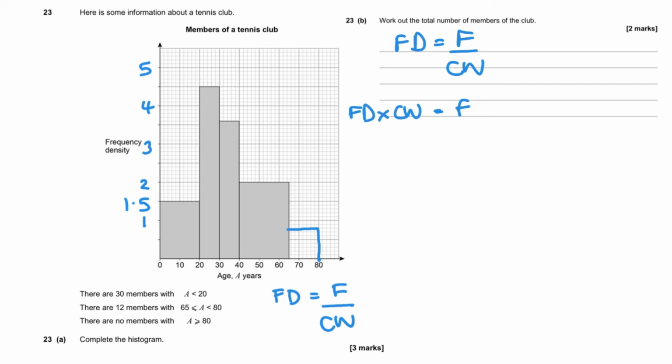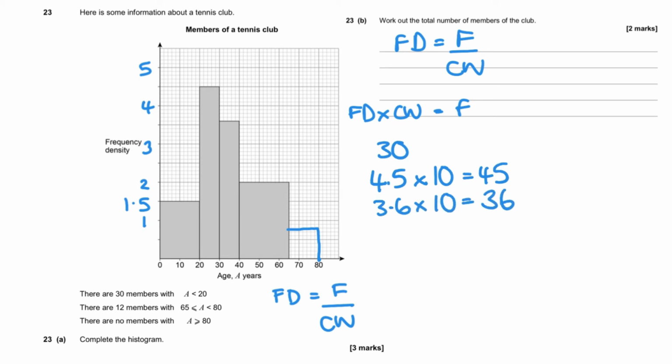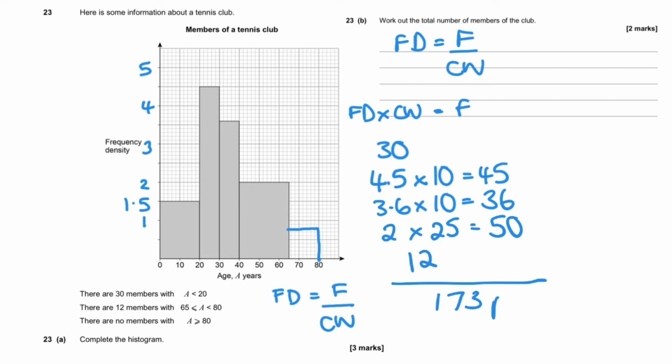So in the first bar, we know that there's 30 people. We were told that in the question. The second bar, there's a frequency density of 4.5 times a class width of 10. So that's 45 people. The third bar, we've got a frequency density of 3.6, a class width of 10, so that must represent 36 people. The next category, we've got a frequency density of 2 and a class width of 25, so that must be 50 people. And then in the last category, we've got 12 people, we were told that. So all of that added together is 173 people.